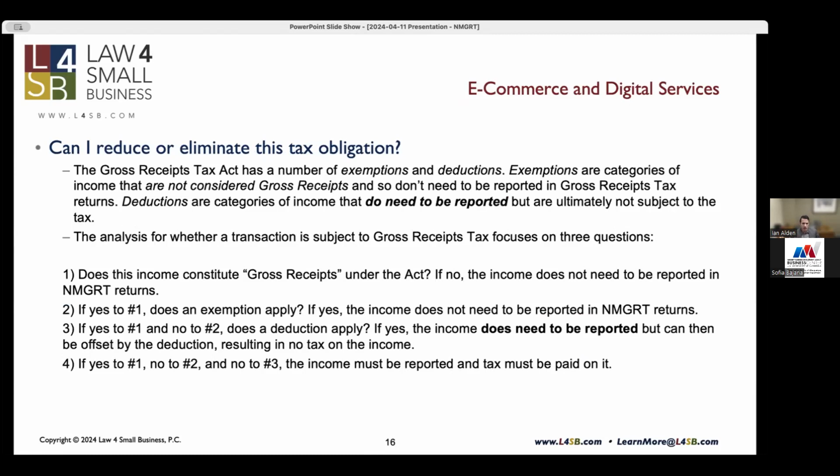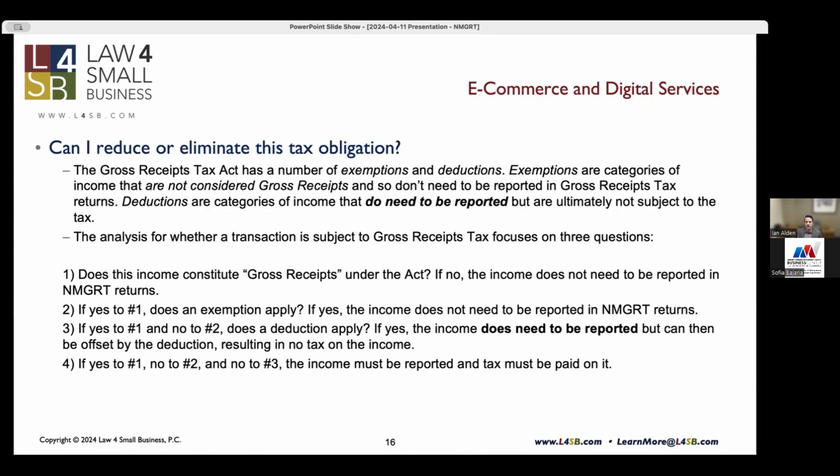Exemptions are categories of income that are not considered gross receipts. You're basically exempting that income from gross receipts, even if the larger definition might include it. And because you're exempting that income, it doesn't need to be reported in your gross receipts tax returns. So you can just leave that income out. Deductions are categories of income that do need to be reported in your gross receipts tax returns, which you have to do periodically, but they're not subject to the tax. You net them out, basically.